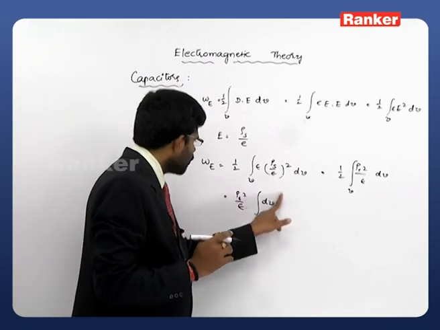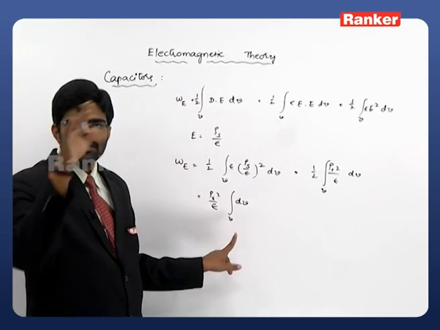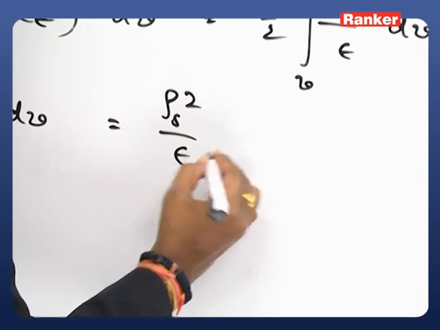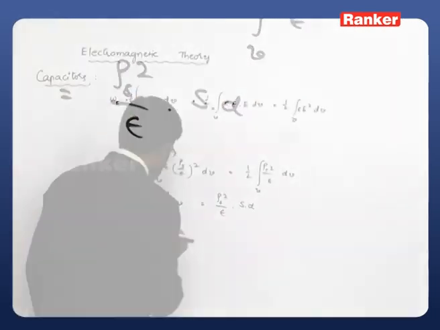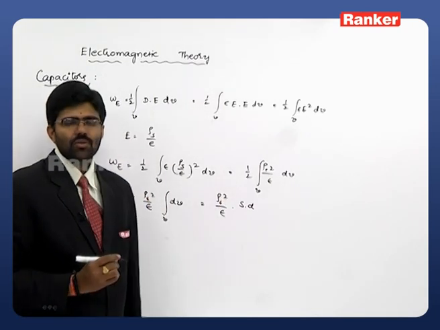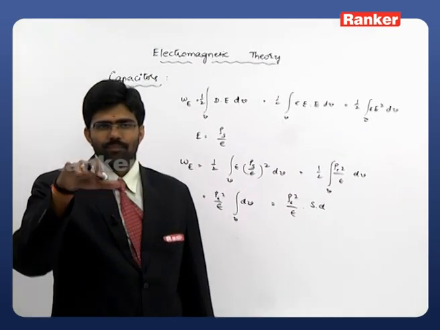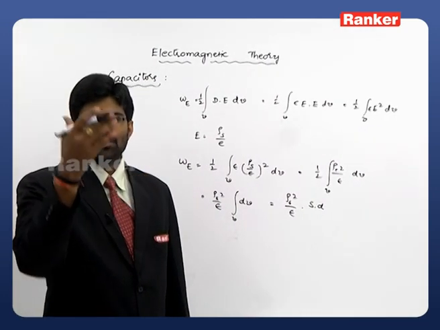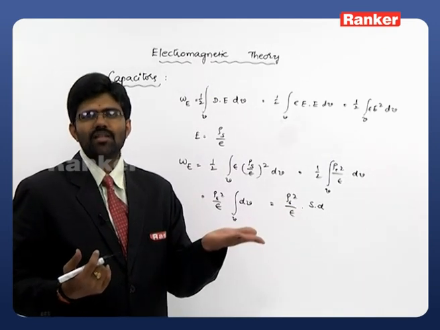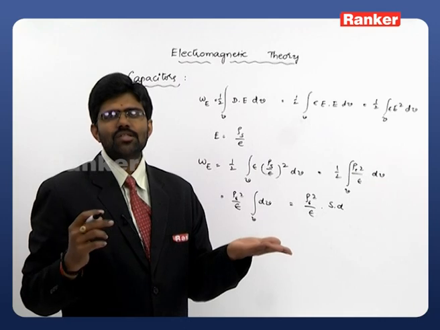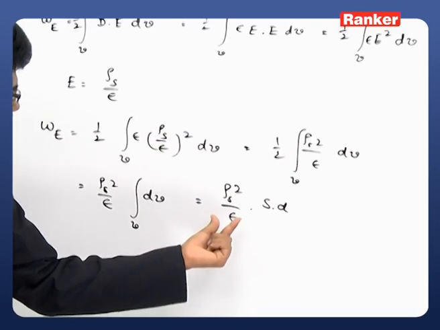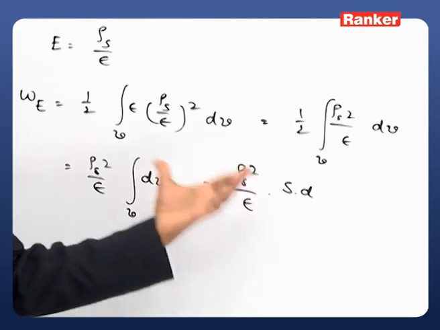So instead of this volume integral of dV, I can write that S into D. So simply write down this one as rho s square by epsilon S into D is the total term, right? Now what is this rho s? Rho s is nothing but the surface charge density. The surface charge density is always defined as the total charge per given area. The given area we considered for the parallel plate is S, and let us take the total charge as Q. So this rho s can be replaced with Q by S.